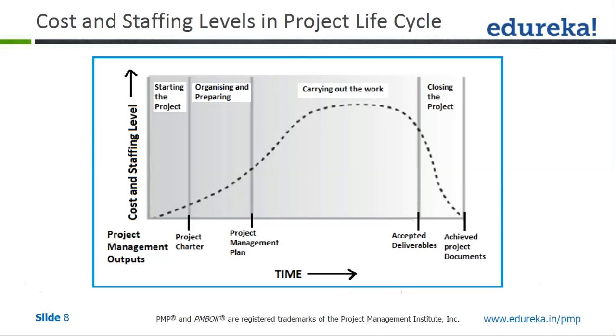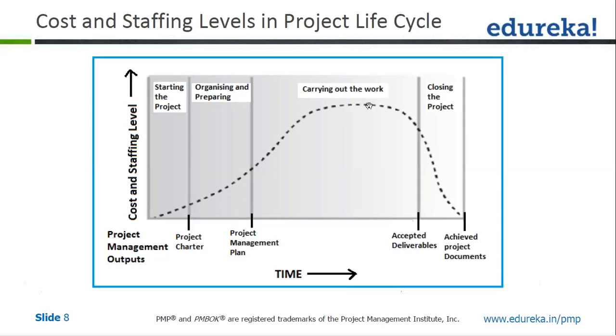Okay. Now coming to cost and staffing levels, I think it is pretty obvious what is happening here. You have zero staff and zero cost at the beginning of the project. As you create the project charter, your staffing level and cost also go up. With the organization preparing, it goes further up. It peaks during the carrying out of the actual work phase, and that's where you have the highest cost and staffing level.